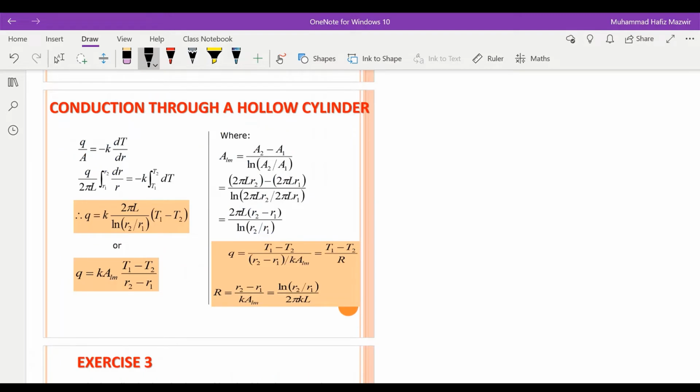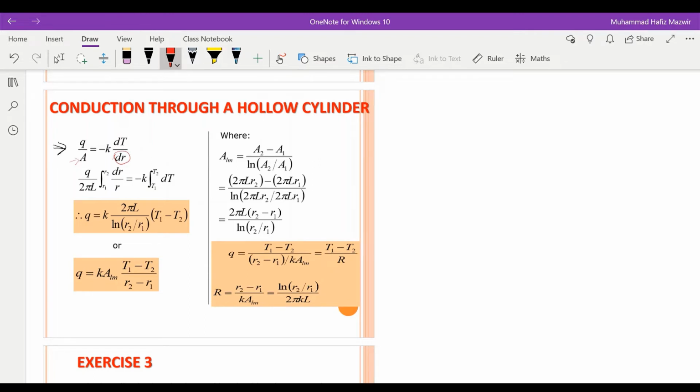So, how to calculate the conduction through a hollow cylinder? First of all, we recall back our equation. So, from Fourier's law equation, we'll have Q over A is equal to negative K dT over dr. So, instead of dT over dx in wall, in cylinder, you will introduce the distance as radius. So, if you put in the value of area as 2 pi RL, you will get Q over 2 pi L integrate R1 to R2 dr over R equal to negative K integration of T1 to T2 dT.